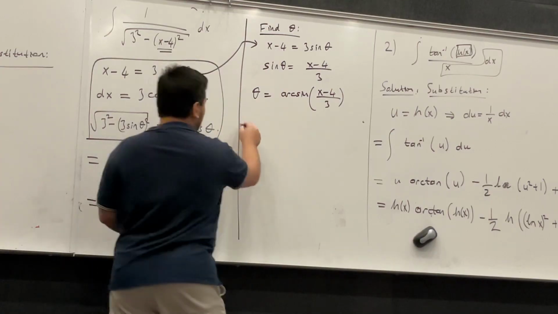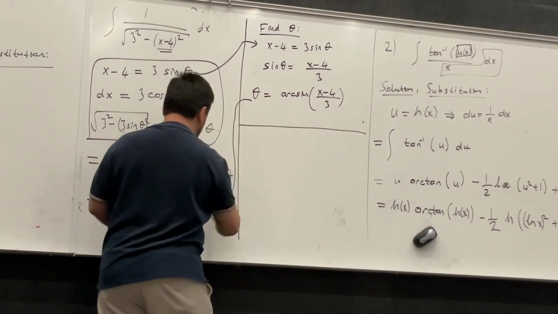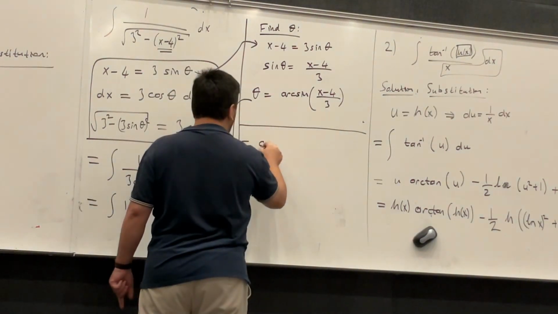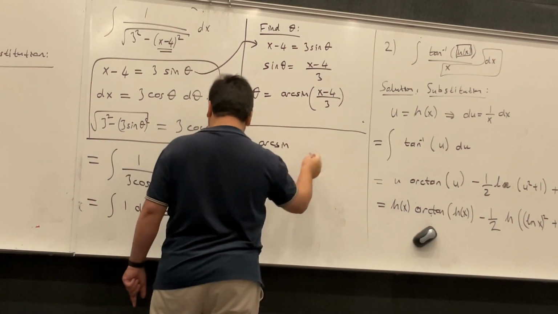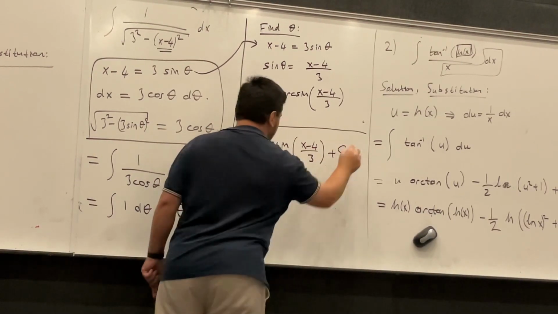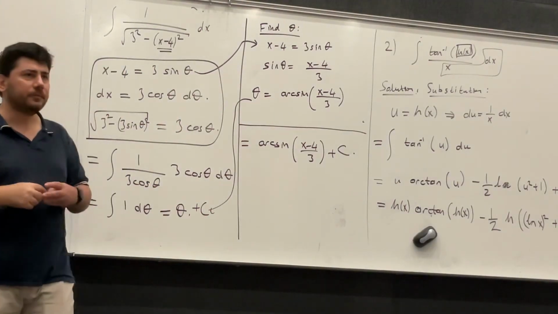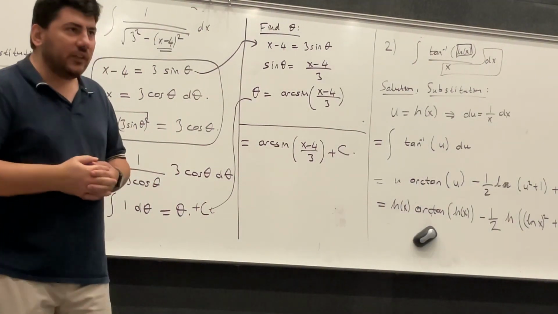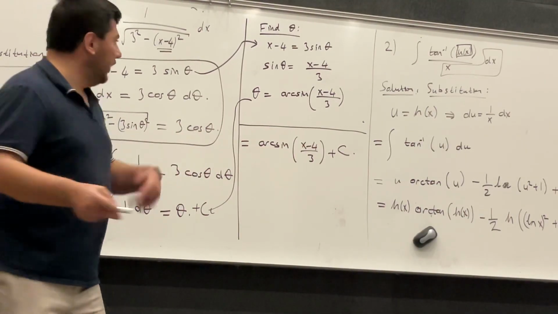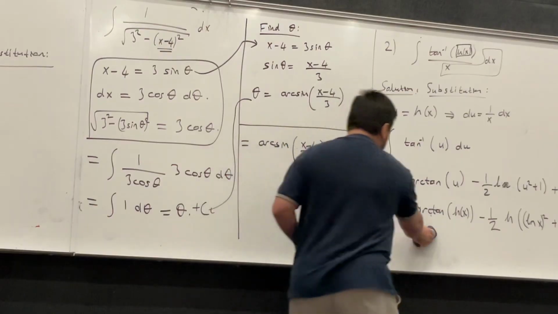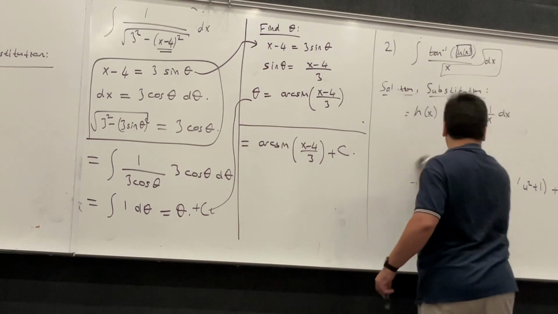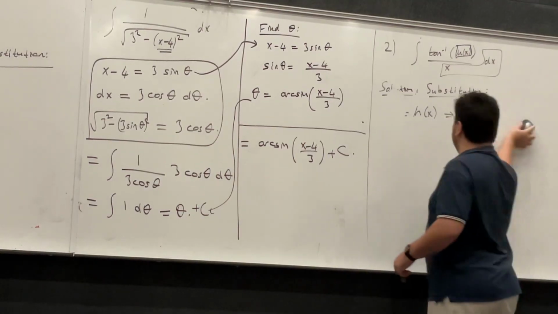Therefore, if I put this in this expression here, this becomes arc sine of x minus 4 over 3 plus some constant. Does this make sense? So in this case, we are lucky, we don't have to do the triangles. But if we had to do the triangle... luckily, we are lucky.